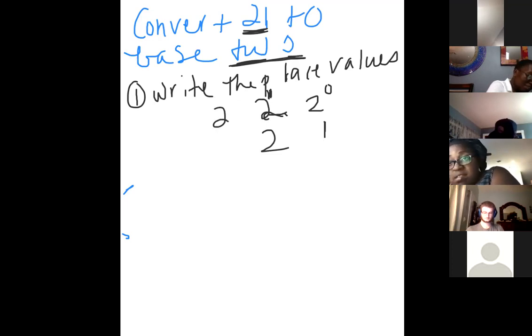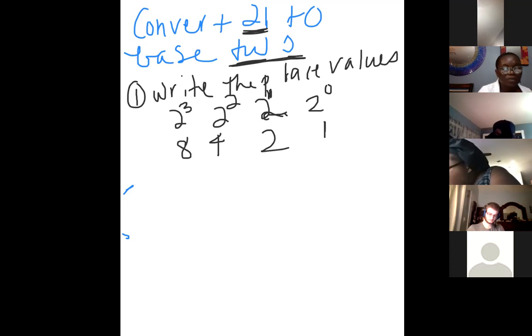2 to the second power, which is 4. Then 2 to the third power, which is 8. By the way, the question some of you may be asking is, how far do I keep going with this? You're going to keep listing these place values until you get to a number that is really close to 21 without going over it. So you're looking for a number that is close to 21 without going over it.